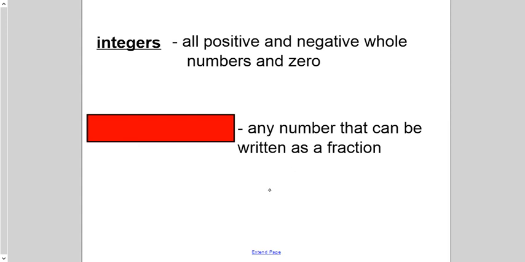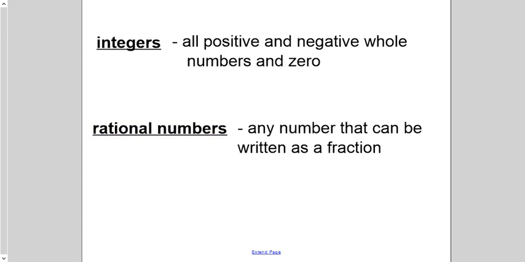What's any number that can be written as a fraction? Well, rational numbers. Any number that you can write as a fraction. 2 can be written as a fraction. Negative 3 can be written as a fraction. 0.1 can be written as a fraction. 0 itself can be written as a fraction. All of these are rational numbers because we can turn them into a fraction. And of course, if it already is a fraction, even if it's improper, a fraction is a fraction. If you can write it as a fraction, it's a rational number.